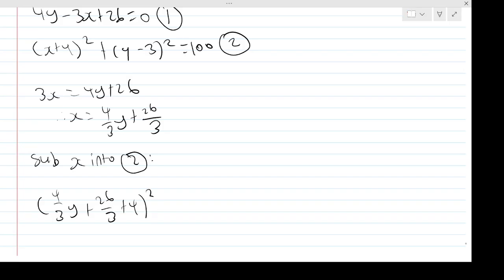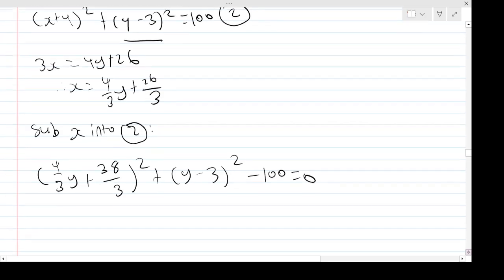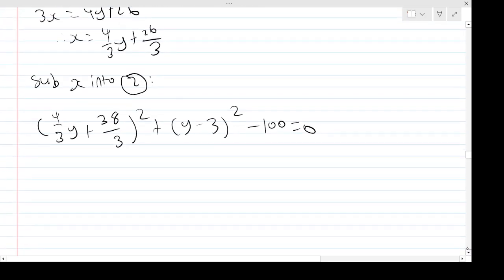Now, we can simplify that actually, because 26 over 3 add 4 is 38 over 3. There we are. And then we had y minus 3 squared. Okay, that's just y minus 3 squared. And I'm going to move the 100 to the other side. So take away 100, and then that's equal to 0, just to get the equation. There we are. So then we need to expand the brackets.